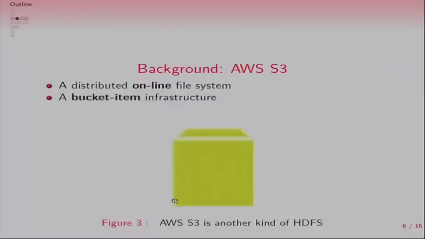I first introduce AWS S3. The full name is Amazon Web Services Simple Storage Service. Remember the previous figure? Can you imagine? S3 is another kind of HDFS. So I use the same yellow cube to stand for it. It is an online distributed file system which never shuts down. And it is a bucket-item infrastructure. That is, in this file system, folders never exist. It is a flat file system.